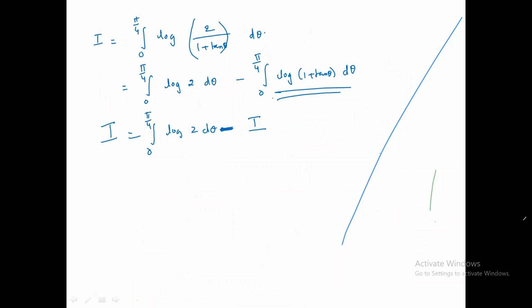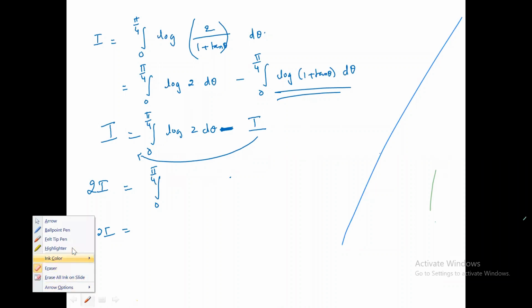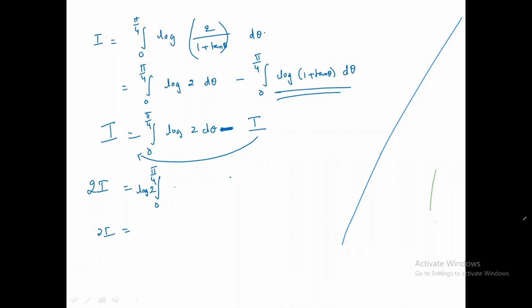Because the difficulty is finding the integral. So this I will come here. I plus I, 2I, equals integral 0 to pi by 4 log 2 d theta. This is very easy because log 2 is a constant. I can write log 2 outside, only d theta will be left. So log 2 is multiplied with the integral of d theta, which is theta. I'll put the limits 0 to pi by 4.